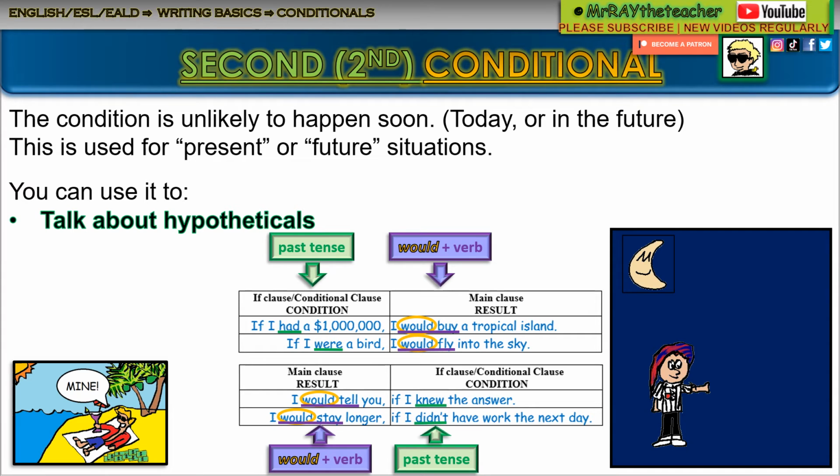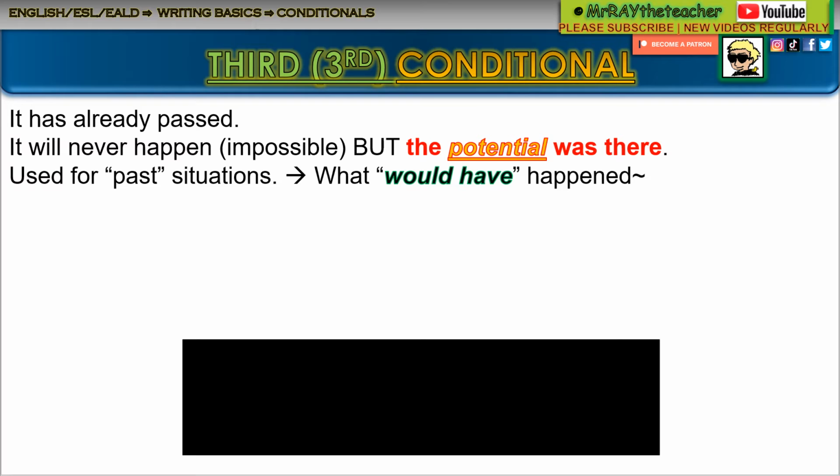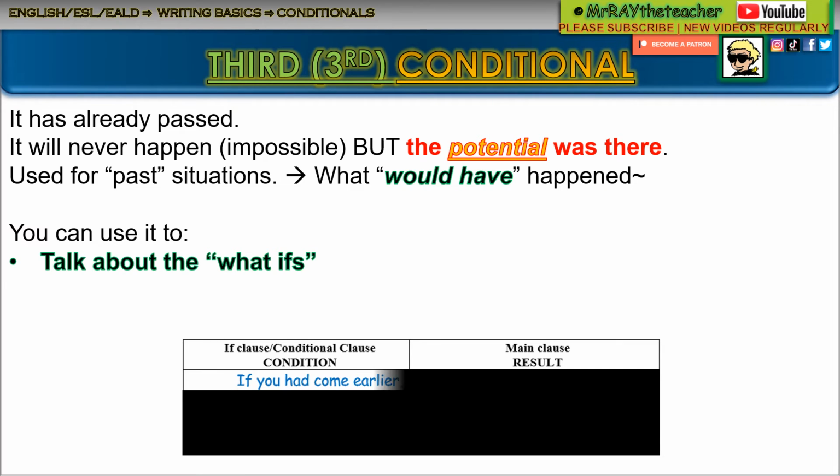These animations, my goodness. Slickety slick slick. Third conditional, it's already past. It'll never happen. It's impossible, but the potential was there. Used for past situations, what would have happened. So you can talk about the what ifs. So there's your condition and the results.